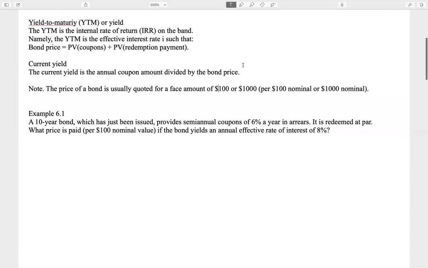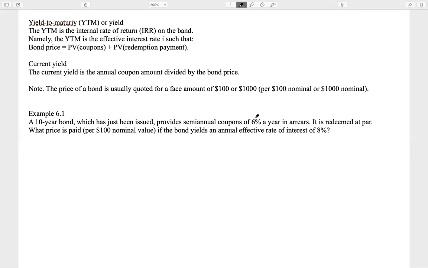Let's solve a specific example, and then you will get a better idea of coupon payments and redemption value. So here we have a 10-year bond, just issued. So we are at time 0. There are 10 years to go. It provides semi-annual coupons of 6% in arrears.